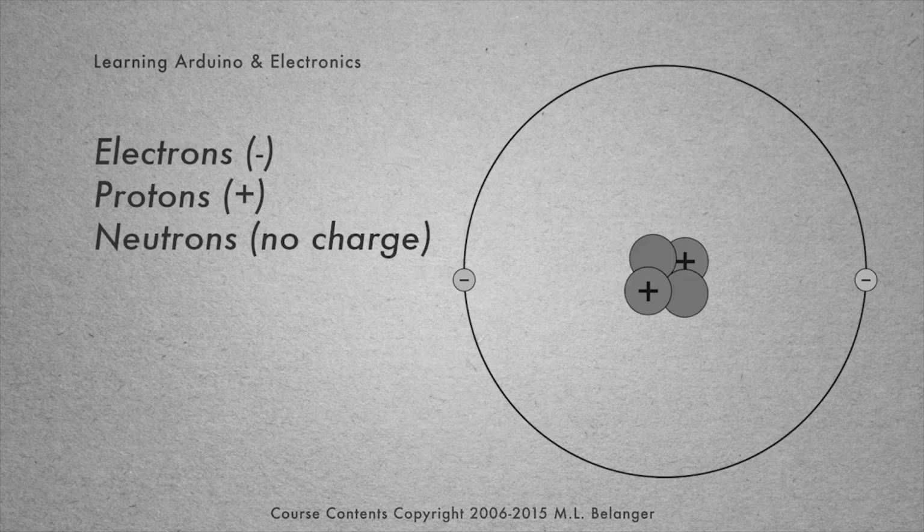In a simplified model of an atom, electrons are thought of as tiny particles orbiting around a much larger nucleus made of protons and neutrons. Electrons are said to have a negative charge, which is equal to and opposite of the positive charge held by protons. Neutrons have the same larger mass as protons, but carry no charge.